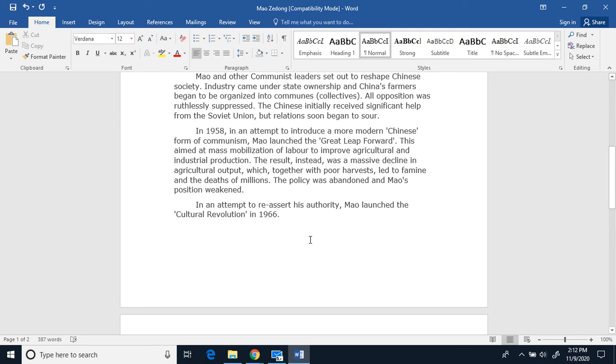In 1958, in an attempt to introduce a more modern Chinese form of communism, Mao launched a Great Leap Forward. This aimed at mass mobilization of labor to improve agriculture and industrial production. The result instead was a massive decline in the agricultural output, which, together with poor harvests, led to famine and deaths of millions. The policy was abandoned and Mao's position weakened. In an attempt to reassert his authority, Mao launched the Cultural Revolution in 1966.